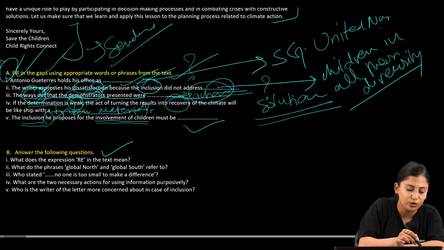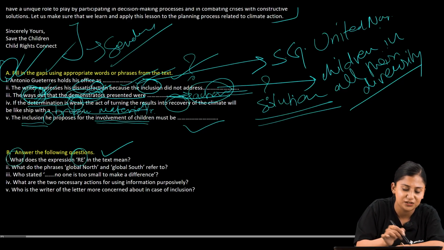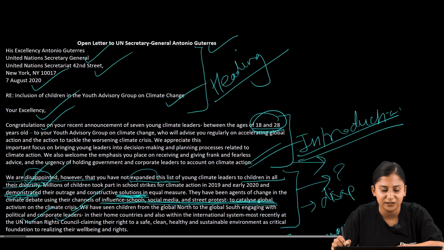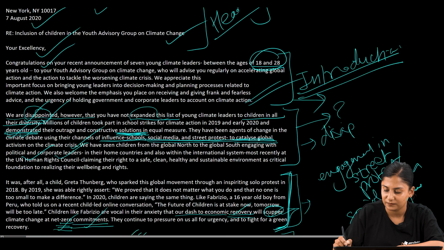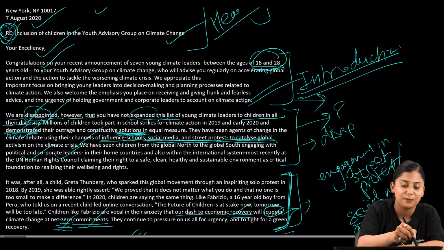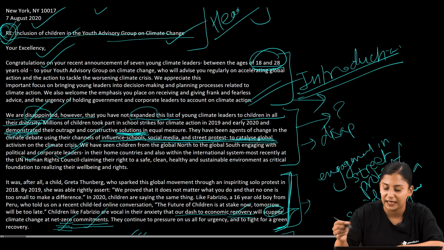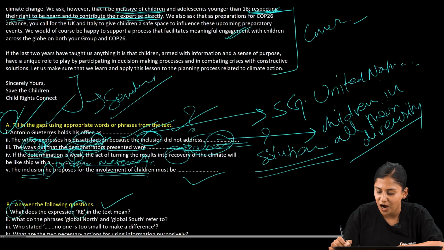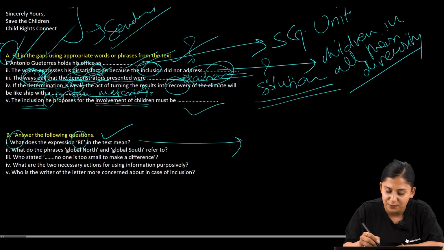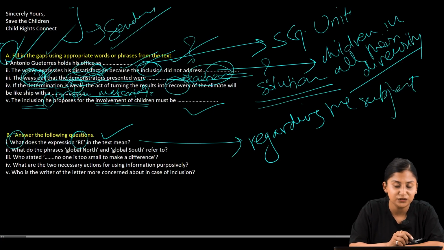The question is asking us to find out what the expression RE means in the provided text, and the text provided to us is a letter, and here RE is placed in line a. We can also regard this as a subject line. So here the expression RE is referring to something regarding the subject. Now let us move to another question.